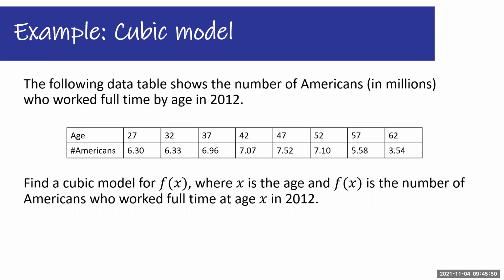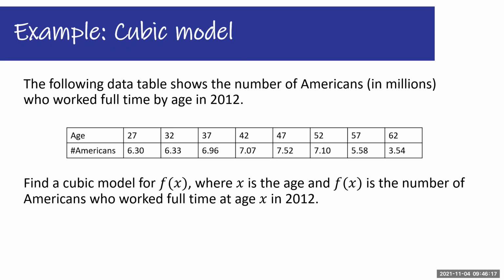Let's look at an example. In this table, we see the number of Americans in millions who worked full-time based on their age in 2012. So it's a little bit older data. We want to find a cubic model for f of x, where x is the age and f of x is the number of Americans who worked full-time. So here, our top row is x and our bottom row is f of x.